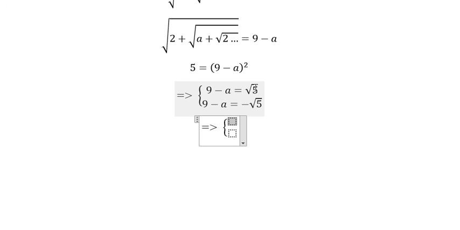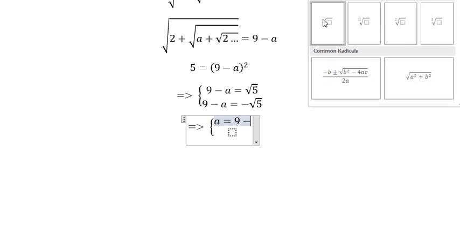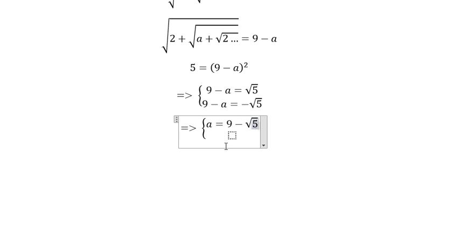So we move negative number 5 on the left, so you get a equals 9 plus 9 minus negative number 5. And the last one, let's see, a equals 9 plus the square root of number 5.